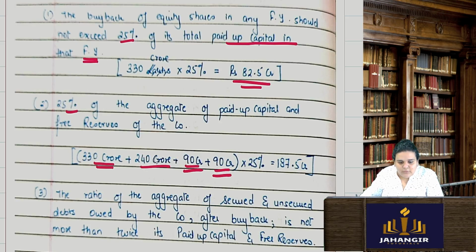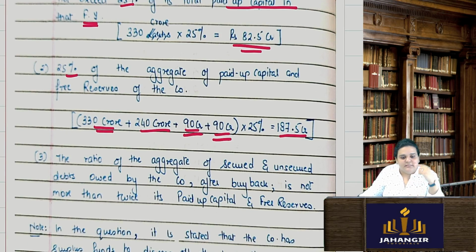So now I'll do the total. Total of 330 plus 240 plus 90 plus 90, and 25% of this total comes up to 187.5 crore. Second condition is also solved. First, 25% of the paid up capital, and the next is 25% of paid up capital plus free reserves.